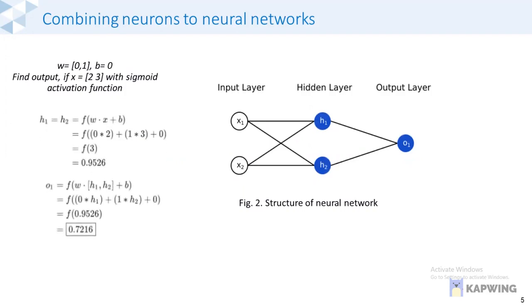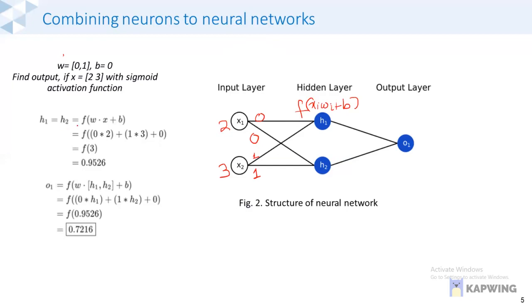Let us say we have two inputs, where the value of x1 is 2 and the value of x2 is 3. The weight of x1 is 0 and the weight of x2 is 1. Let us calculate the values of h1 and h2. At h1, we initially multiply all input values by their respective weights, and they are all added to a bias value. After that, we apply an activation function. So let us calculate the value of h1 and h2.